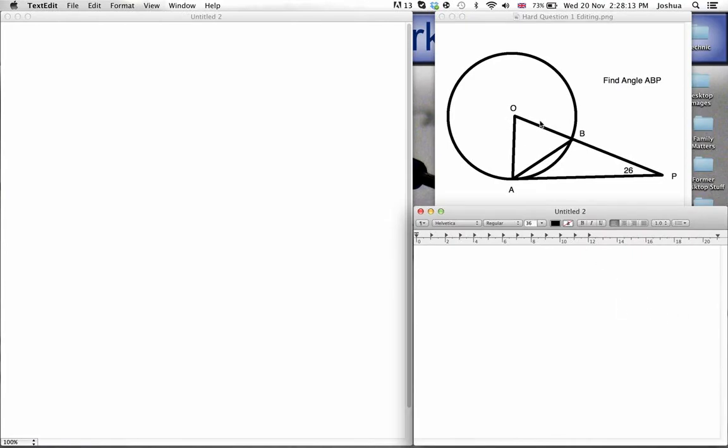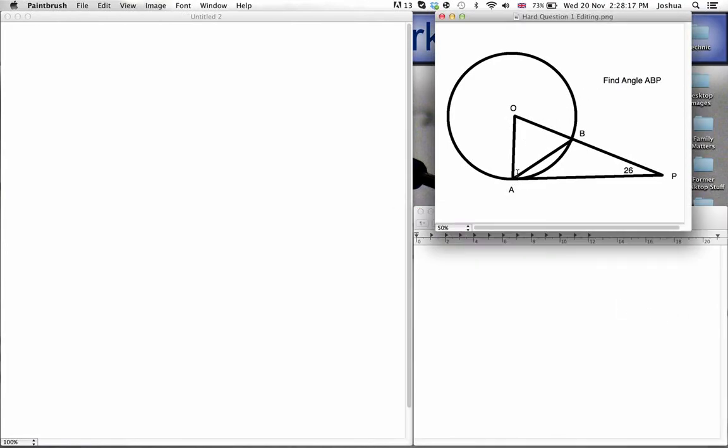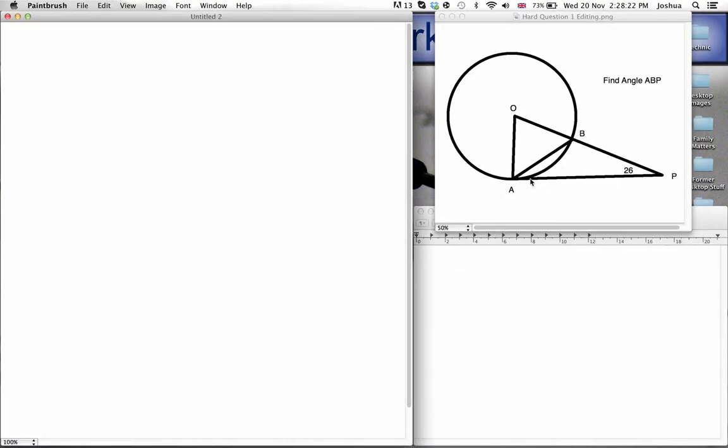Okay, so this question asks us to find the angle that goes from here to there to there. And we have this angle. But we also know that this must be a right angle, because it is tangent to the circle.